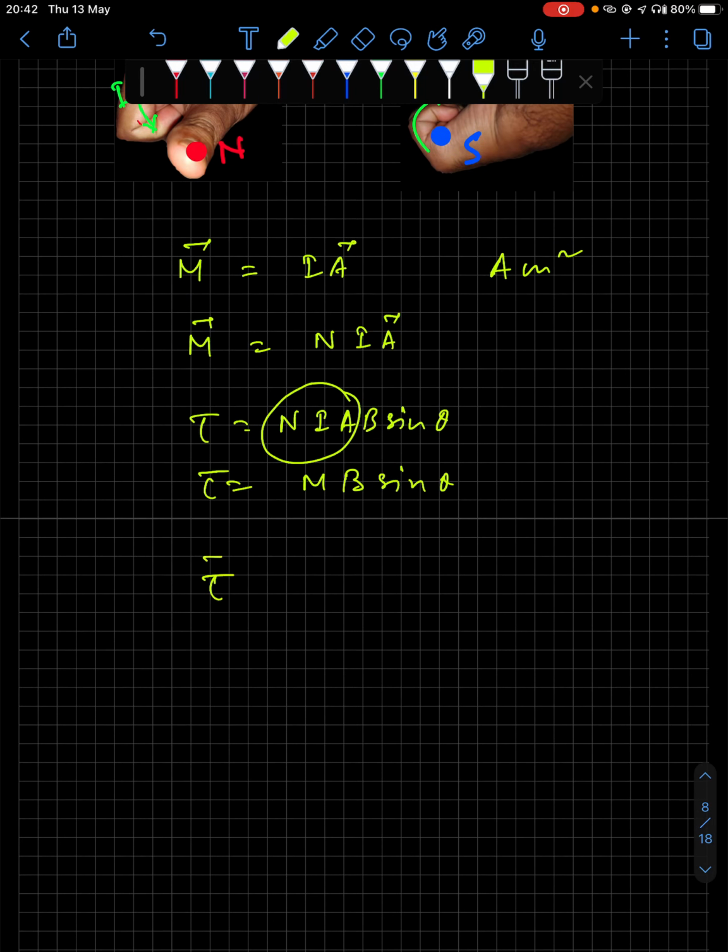And in scalar form, this becomes M cross B. So M cross B is MB sine theta, right? So this is the vector relation, this is the scalar relation. All these four relations are important.